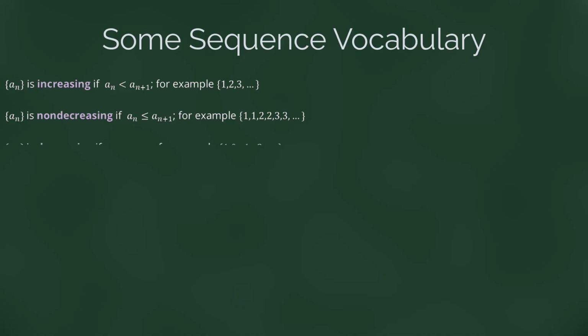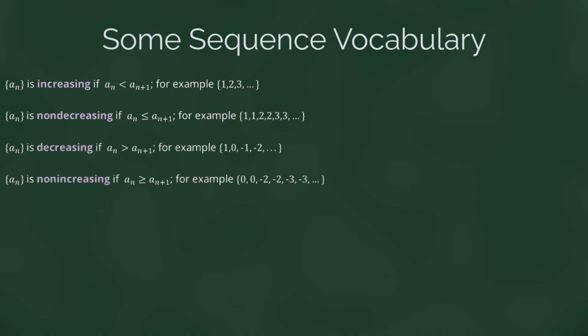We can flip those definitions around and define decreasing if a sub n is bigger than a sub n plus 1. And then non-increasing is going to be that each term, a sub n, is bigger than or equal to the following term, a sub n plus 1. If a sequence is either non-increasing or non-decreasing, in other words, it moves in one direction, we're going to call that monotonic.